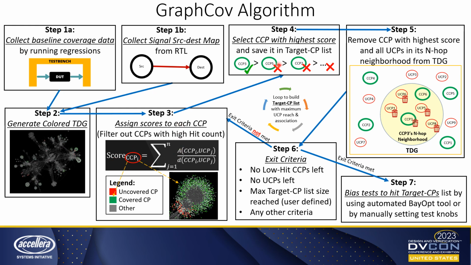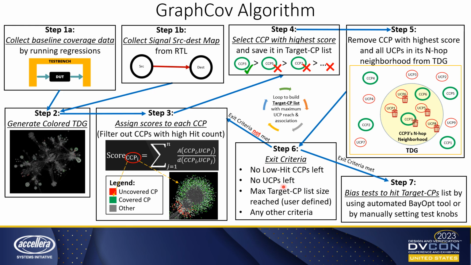Then we move on to step 4, where we try to find out which CCP has the highest score. In this case, we're showing that CCP3 had the highest score. So we will add CCP3 to our target CP list and then move to step 5. If CCP3 is the target CP, there would be some UCPs and other CCPs in its neighborhood. What we do is we prune the trace driver graph by removing all the UCPs in the neighborhood of the target CP, and we also remove the target CP. Once that's done, we move to step 6 and check if one of the exit criteria is met.